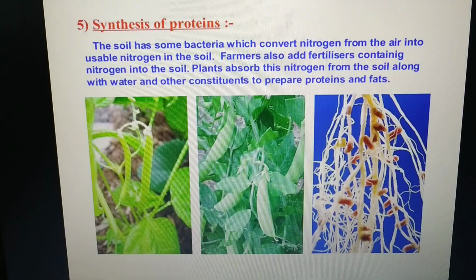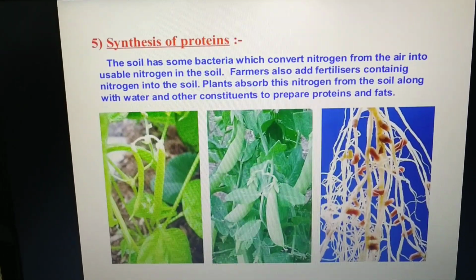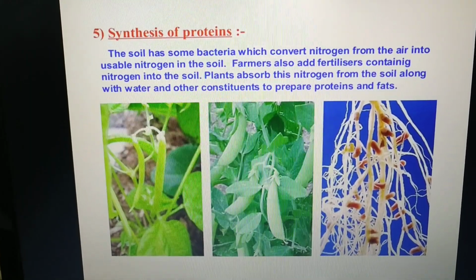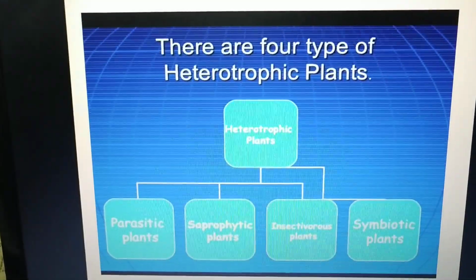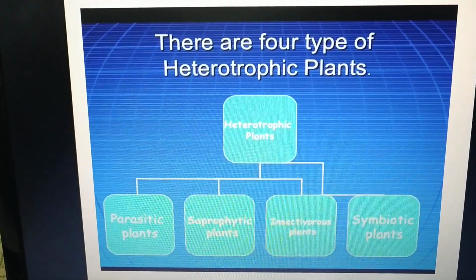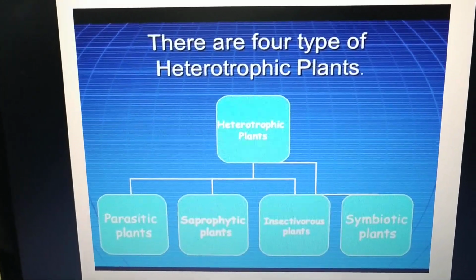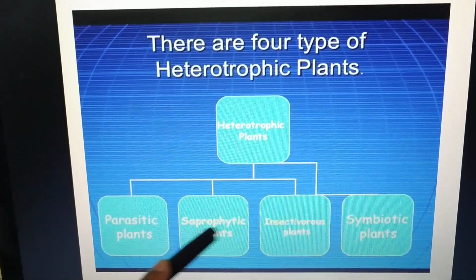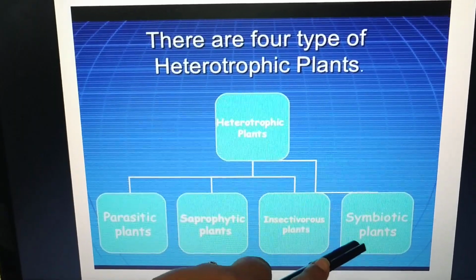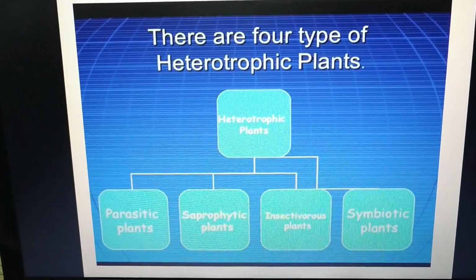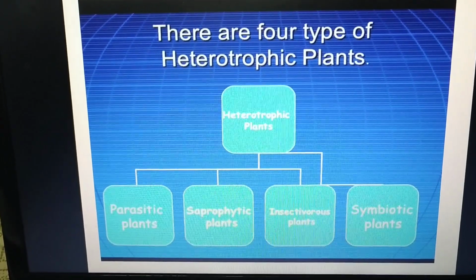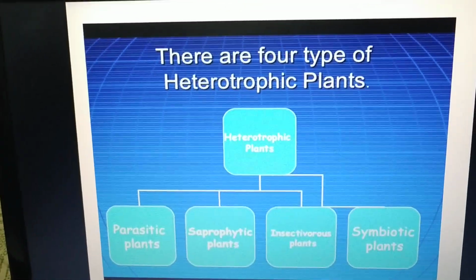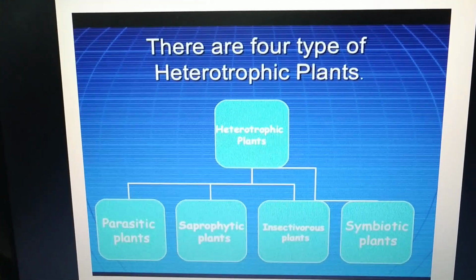and other vitamins also. Now children, in the first part of our video, we have discussed that there are two modes of nutrition, autotroph and heterotroph. Now, heterotrophic nutrition in plants is further divided into four subcategories. The first category is parasitic plants, second saprophytic plants, third insectivorous plants, and fourth symbiotic plants. Children, let us recall one more time. Heterotrophic plants are those plants which depend on another plant for their food. They take their food directly or indirectly from another plant.